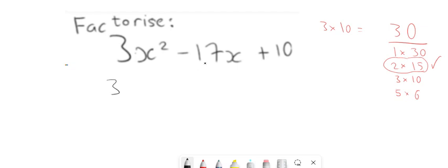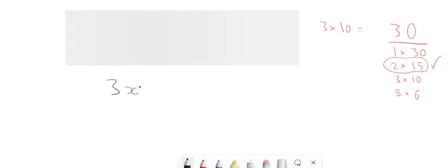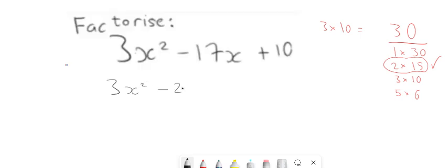So I'm basically breaking up the minus 17x into minus 2x minus 15x. So I have 3x squared minus 2x minus 15x plus 10. My two middle ones should combine to give me what is up there. Now I'm just going to split them up into two parts. I'm going to split up the first two and the second two, and I'm going to take out what's common.